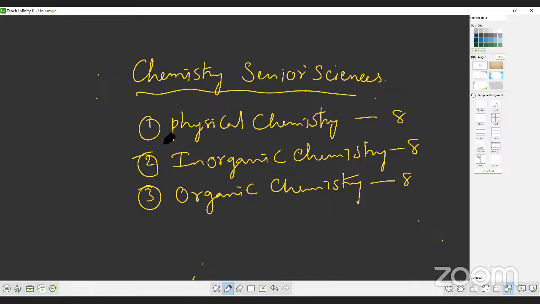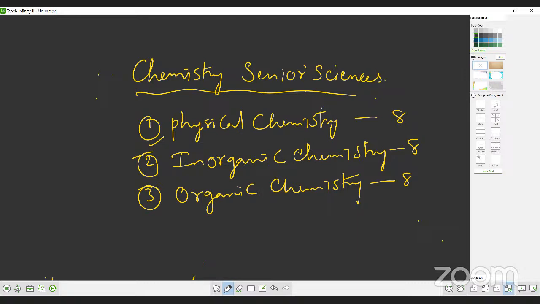From physical chemistry, you will get one bit from electrochemistry and one bit from chemical kinetics, or one bit from surface chemistry, or one bit from solid state or solutions. Whatever topics are under physical chemistry, you will get them in bits, A bit and B bit. There is no direct LAQ from physical chemistry except collision theory, and that is mostly given as a SAQ only. So you have to attempt both bits, A and B, then only you will get the full 8 marks.